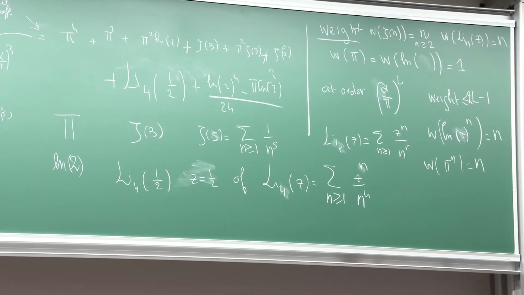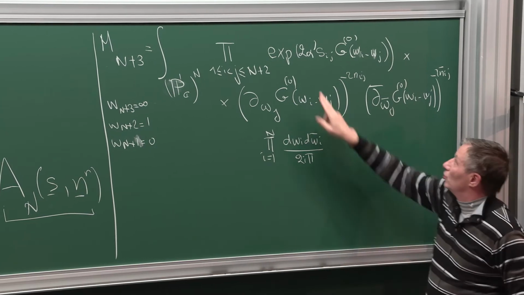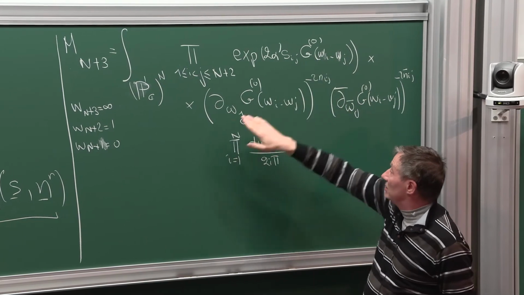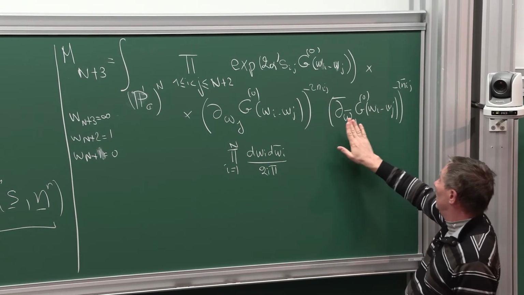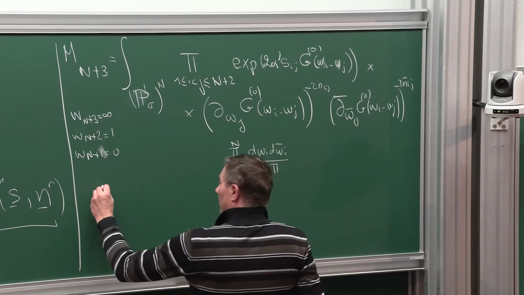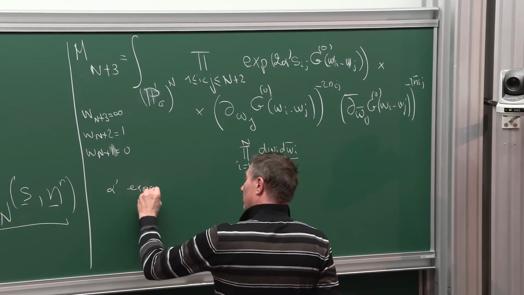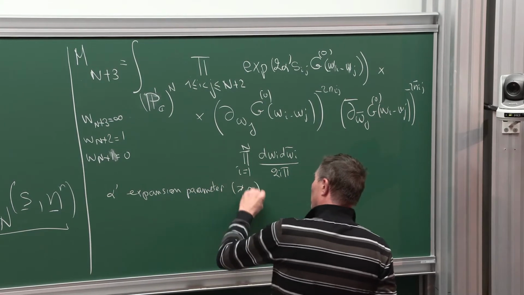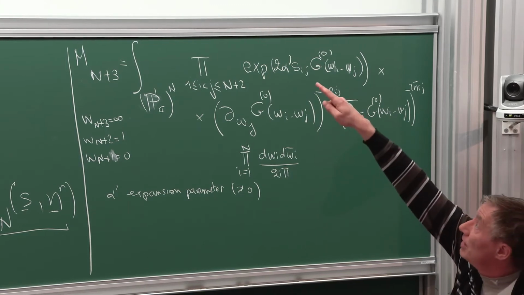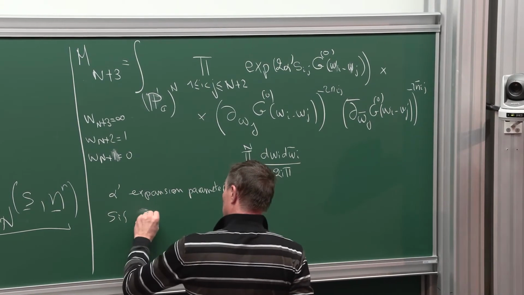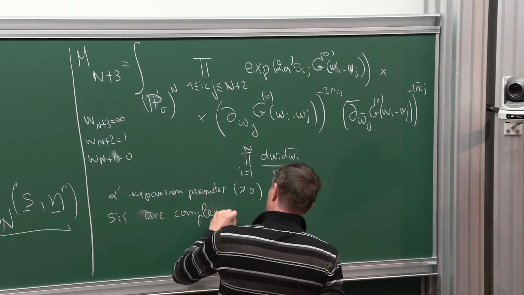I'm integrating over n points of a quantity that is the exponential of 2 alpha prime S_ij g of w_i minus w_j, then the derivative of that function to the power minus 2 n_ij, and the anti-derivative to the power n bar_ij. So alpha prime will be my expansion parameter. It's a real positive parameter. It will play the role of the alpha over pi over there. S_ij are complex parameters.